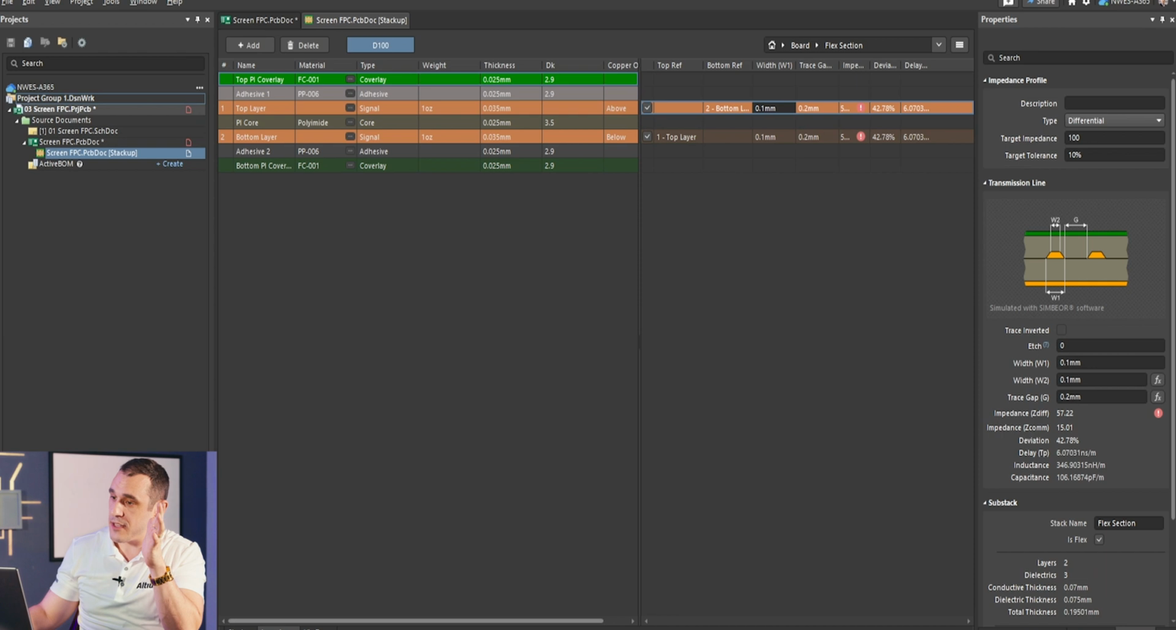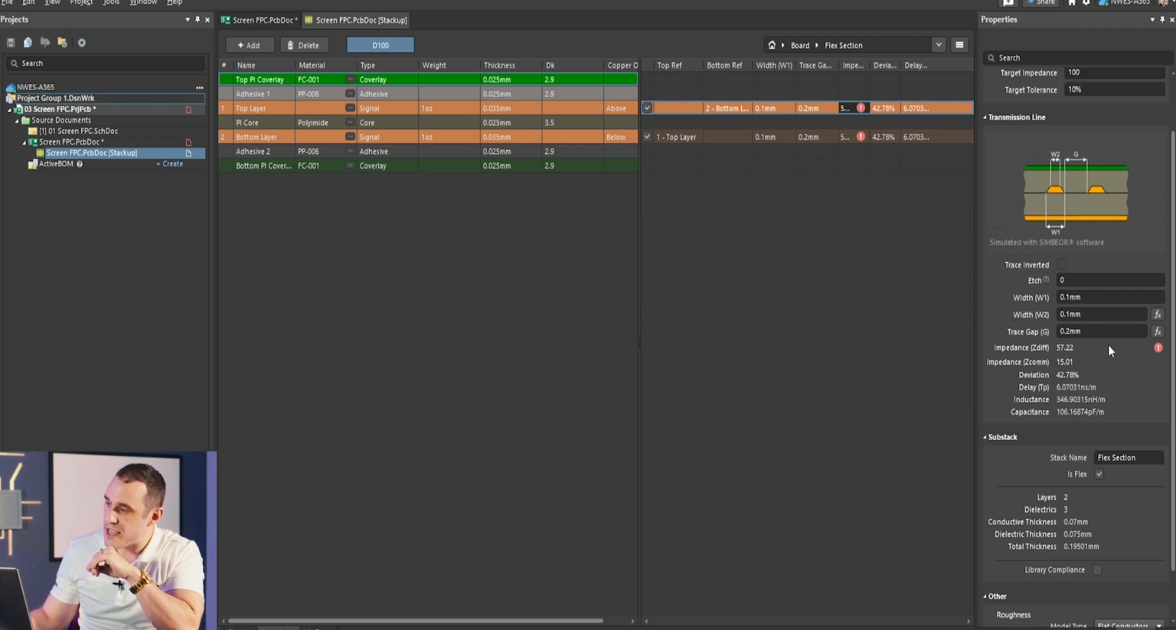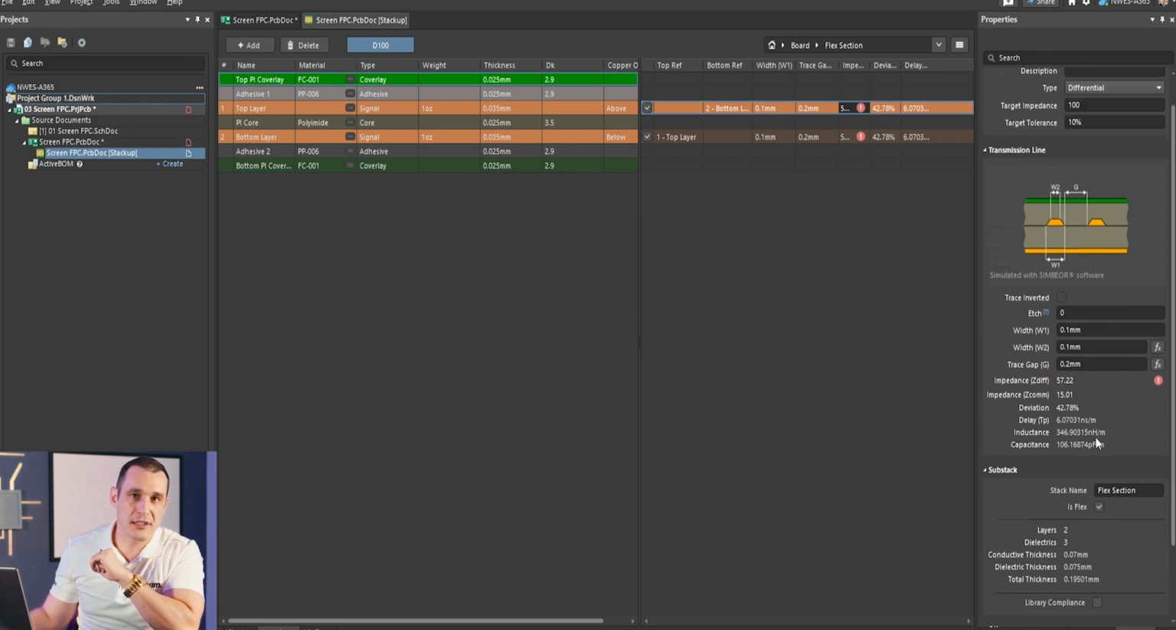So if we just jump into Altium Designer's Layer Stack Manager and we go to the impedance section and we plug in the trace width and the trace gap, you can see here that it says our differential impedance is basically 57 ohms. Now that's pretty low. We of course need a differential impedance of 100 ohms.